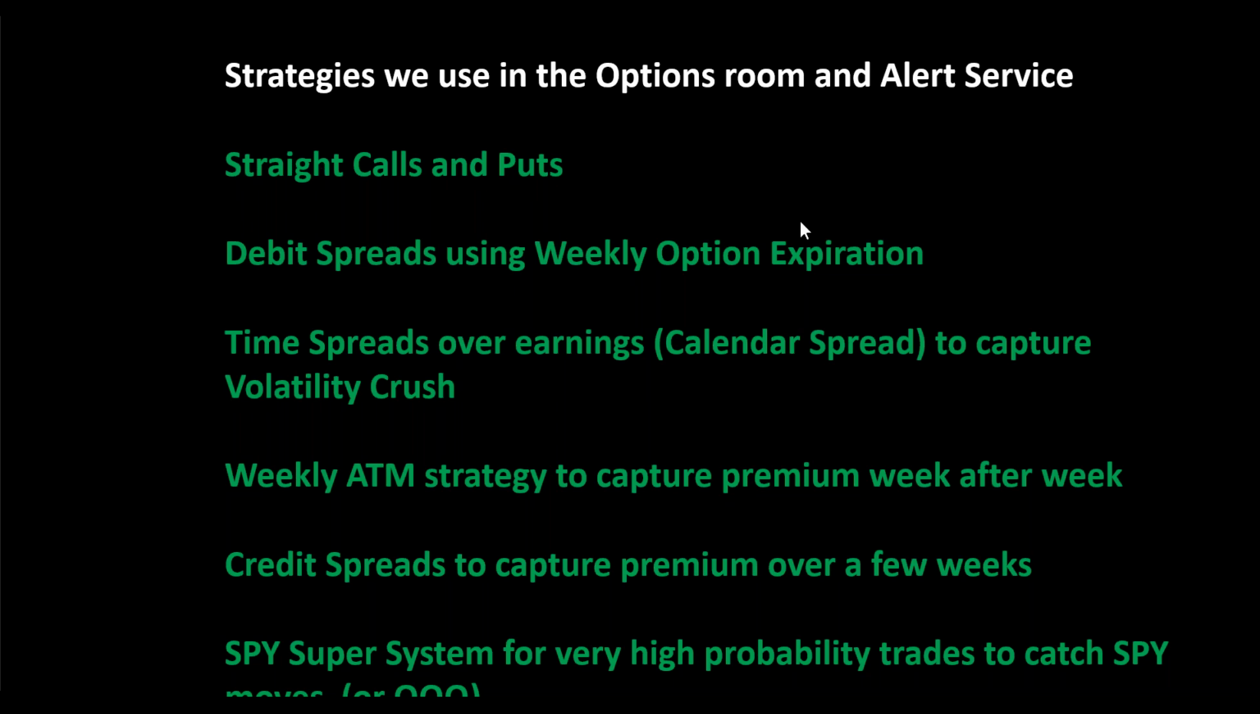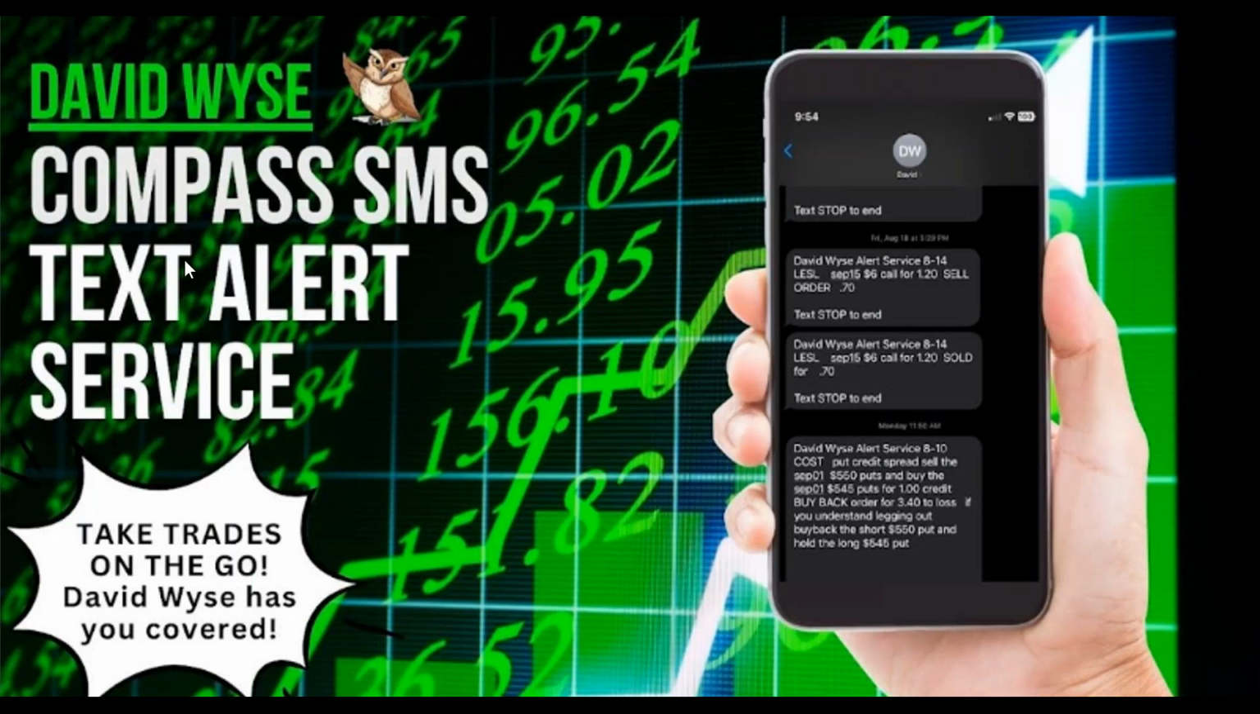Straight calls and puts, debit spreads using weekly option expirations for this week, time spreads that we did quite a bit of detail on, over earnings, a non-directional trade, very important, a non-directional trade that we take. We don't care which way the stock moves. The weekly ATM, which is a way I capture premiums by selling puts each week against a long-term dated put. Credit spreads that are fairly common, basically just to capture premium over a few weeks. And the SPY super system we talked about. This is pretty much most of everything we do in the room and on the alert service. All right, and again, that's what the alert looks like on the system.